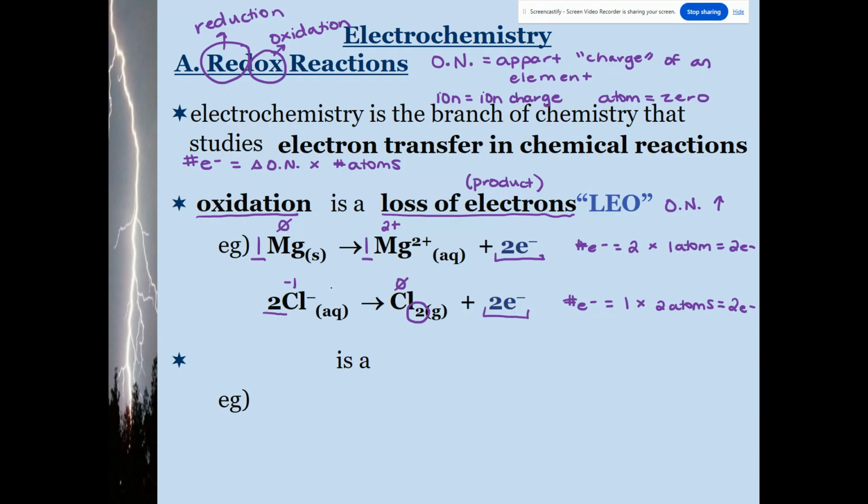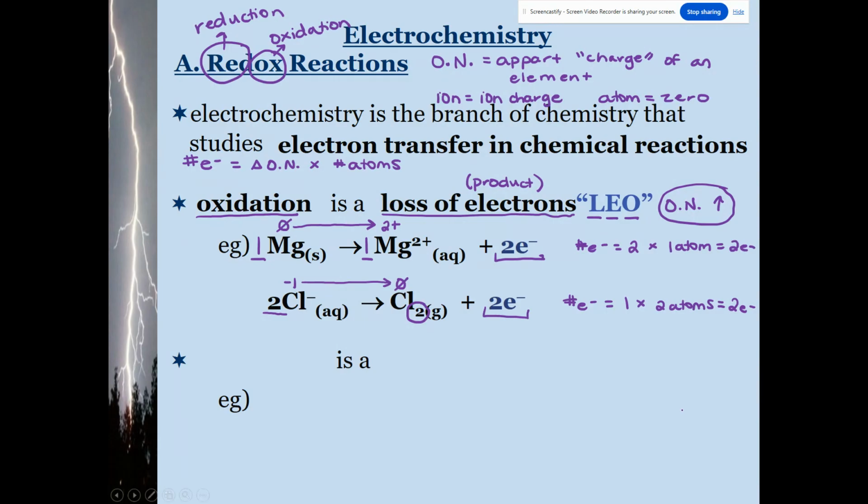Notice again how my oxidation number went up. It went from -1 to 0. Think of it on a number line. You're starting low and going high. Same with the magnesium. It was starting low and going high. Anytime your oxidation number increases, it's always an oxidation process. It's always a loss of electrons called oxidation.